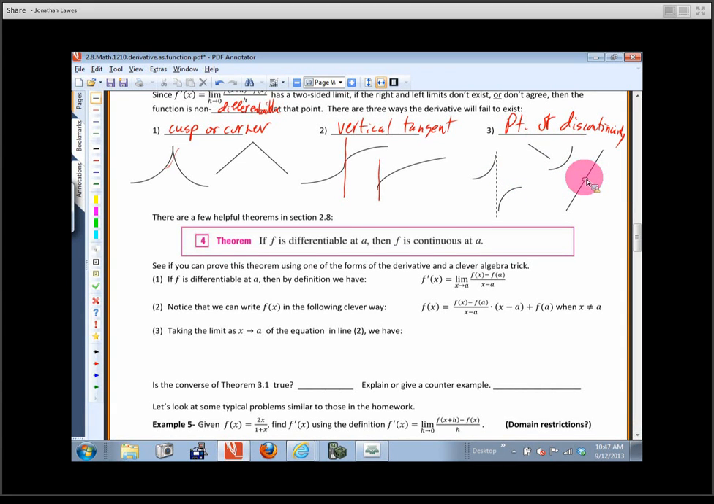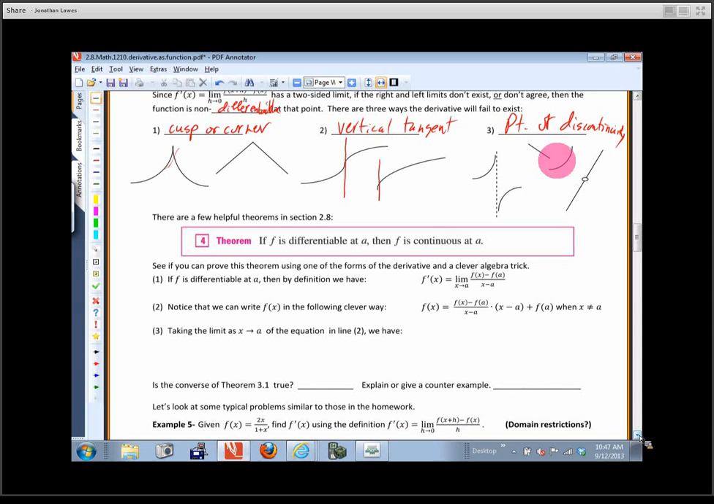So there are three ways it can fail to have a derivative: cusp or corner, vertical tangent, point of discontinuity. Okay, any type of corner here, throw those all together, whether it's curves coming to a point or lines coming to a point. Okay? Any type of vertical tangent there. Anytime the graph does this, goes vertical for just an instant, it's not going to have a derivative there. Okay? And the last one is any type of point of discontinuity. So any type of discontinuity you can think of. Anytime you've got to pick your pencil up, it's not going to have a derivative there. Okay? All right. Any questions?